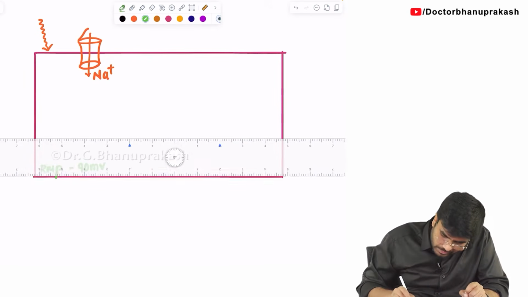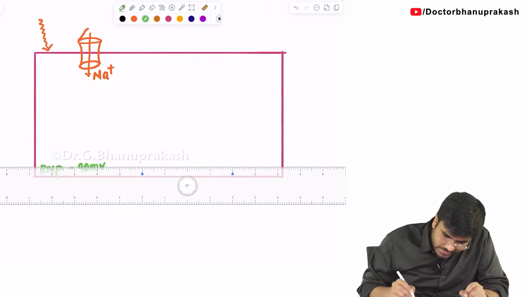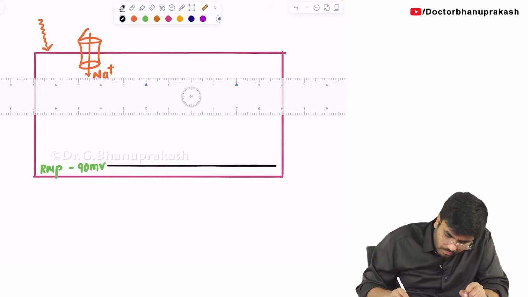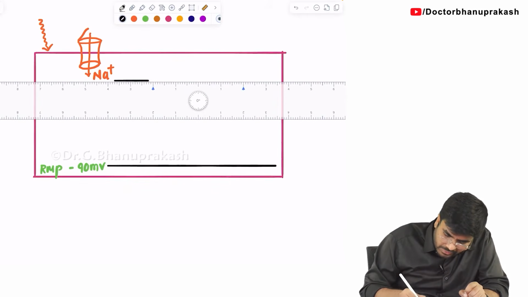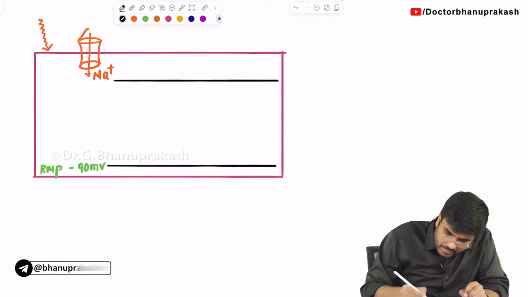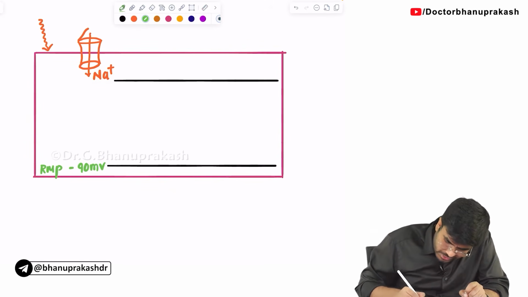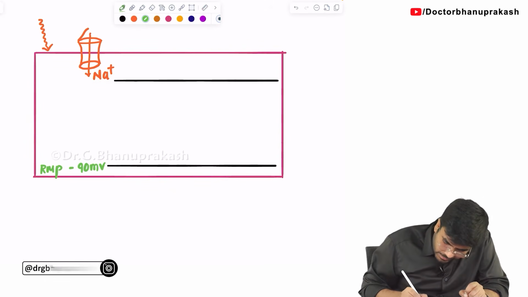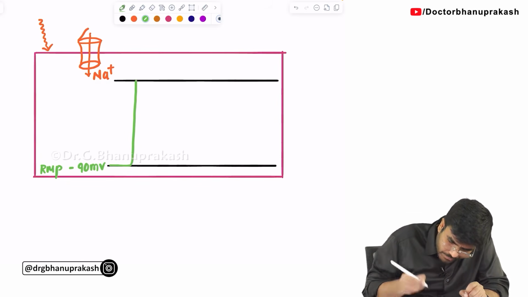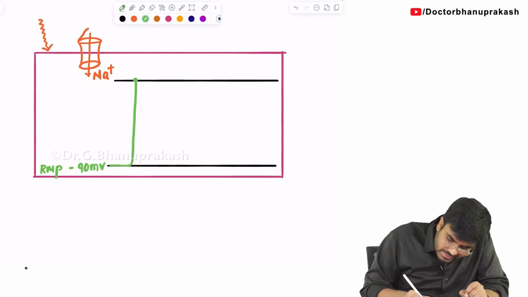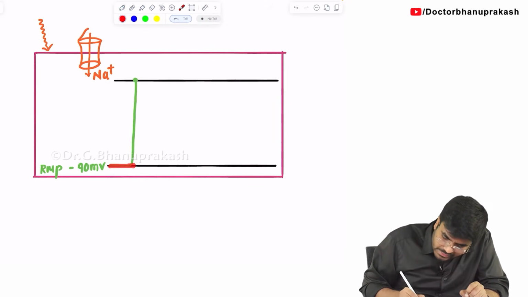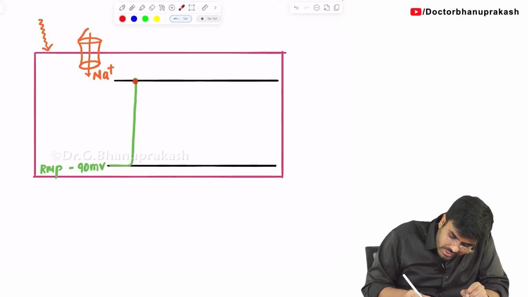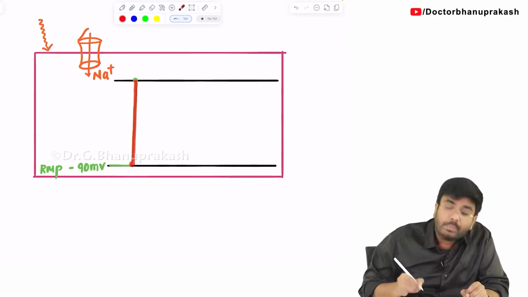Let's say, for example, here is the minus 90 millivolts value. Now what's going to happen? Because of the sodium influx, this resting membrane potential will straight shoot up from minus 90 millivolts, something like this. The line I am showing here in red is the resting membrane potential, and the line I am showing here in green is the depolarization.